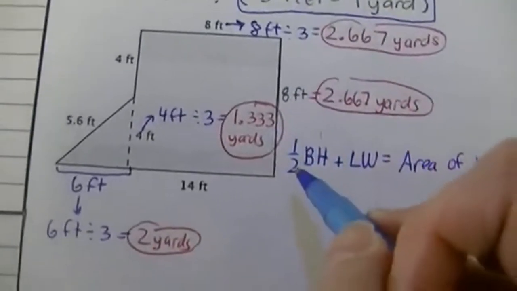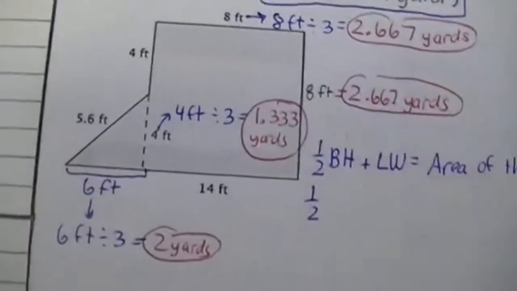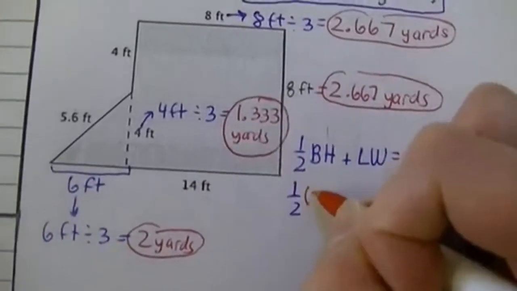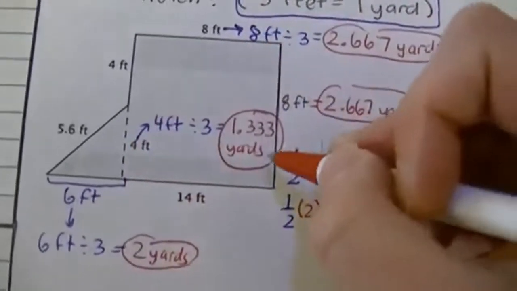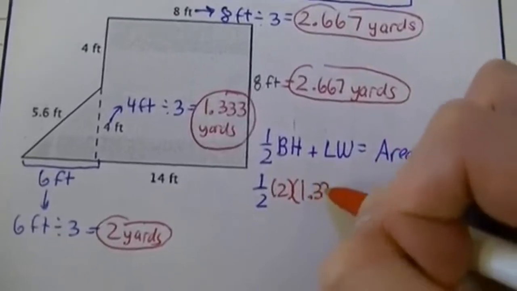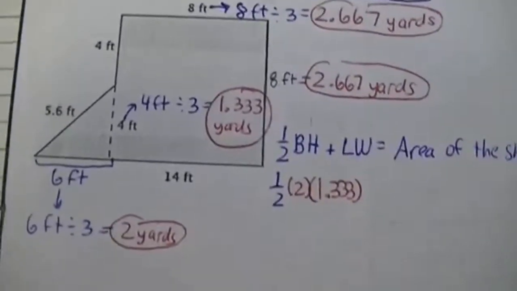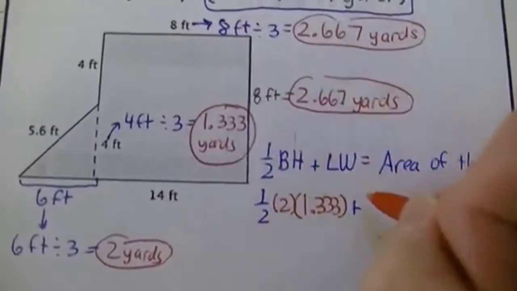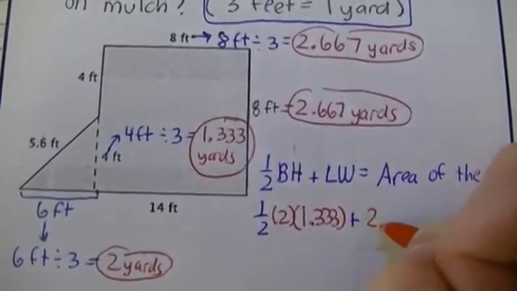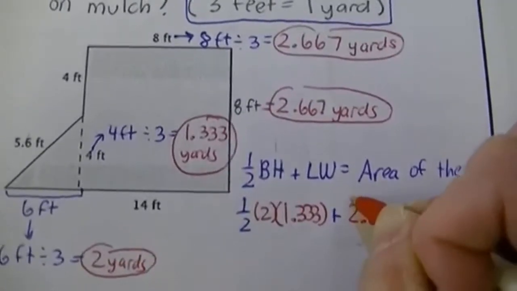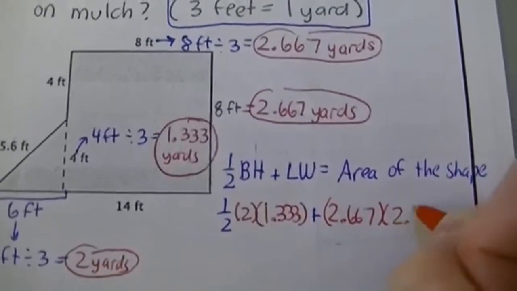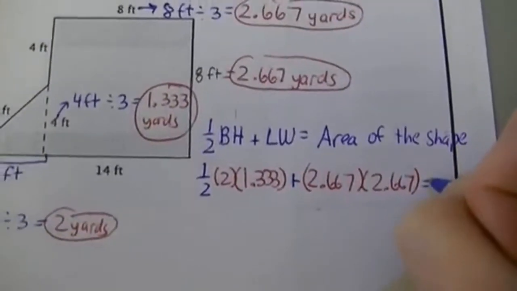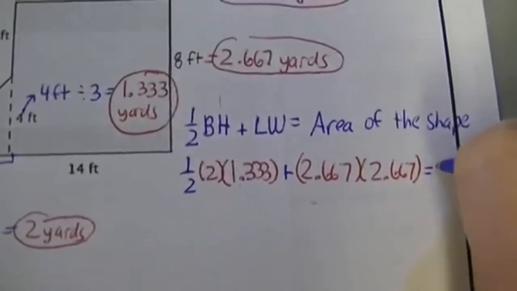Okay, so we got that 1/2 is constant, and the base of that triangle in yards is 2, and the height of that triangle in yards is this. And we're going to add that to the length times the width. So the length of this, what is that, square? This. And when I calculate that all out, that's going to give you the area in square yards.